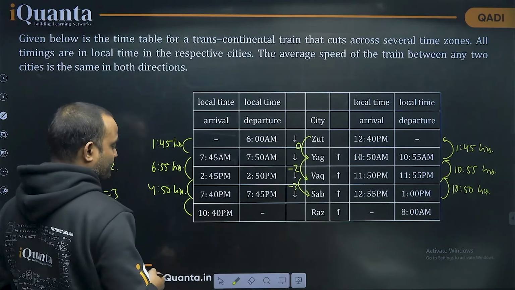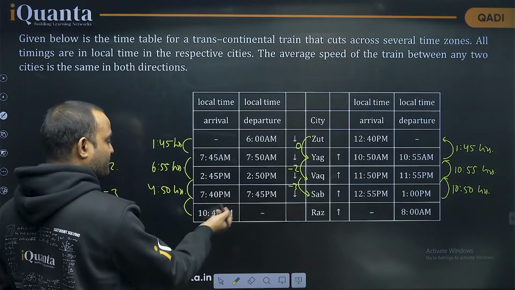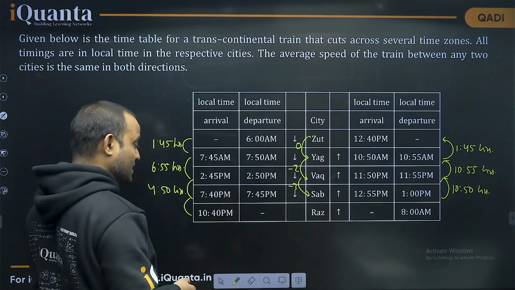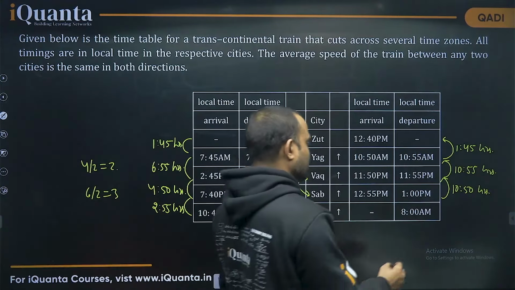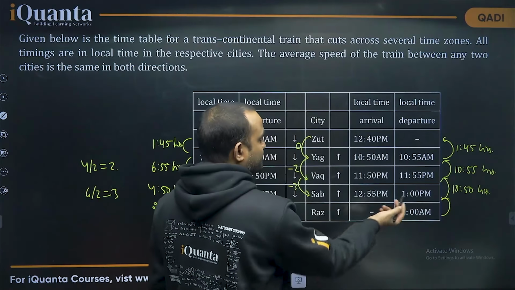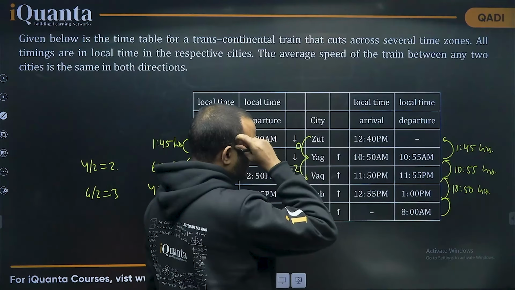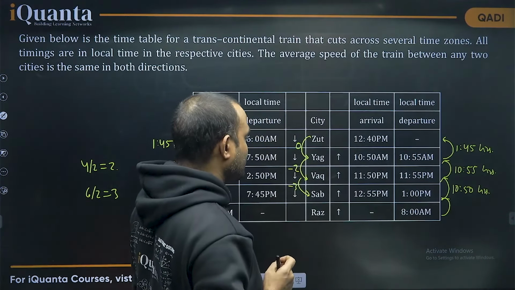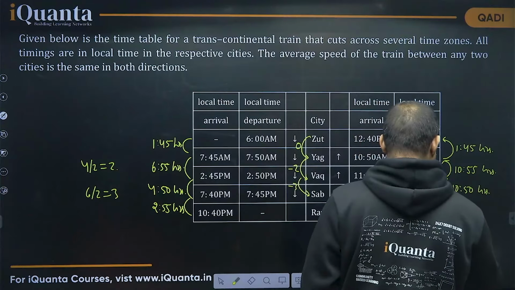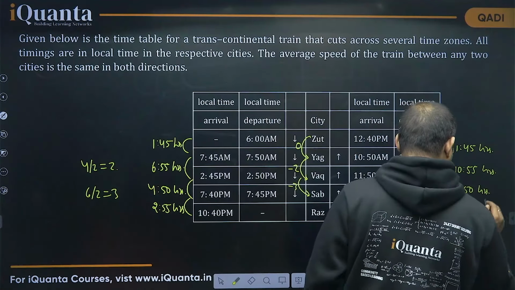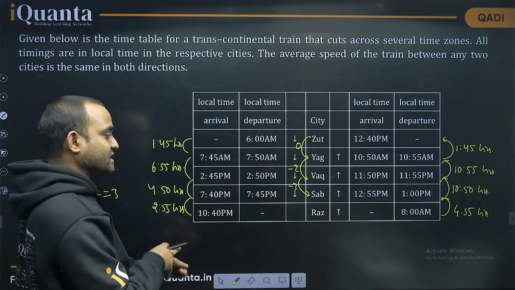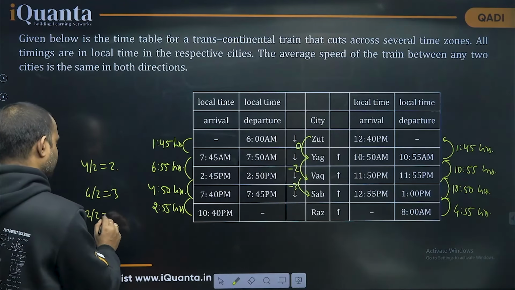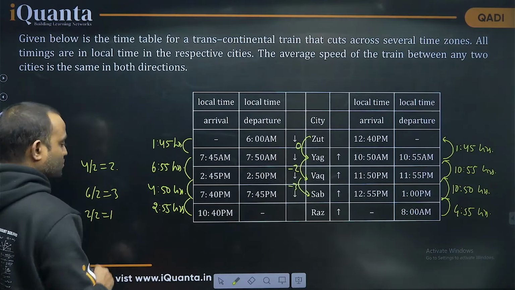7:45 p.m. to 10:40, 10:45 p.m., exactly 3 hours, 5 minutes less. So 2 hours 55 minutes. And while going in the opposite direction, departure 8 and arrival 12:55 p.m. So 4 hours 55 minutes, right? What's the difference here? The difference in these two travel times, again including the time zone, is 2 hours. So 2 by 2, that is 1. So SAB is 1 hour ahead of Raj. So now we got this.